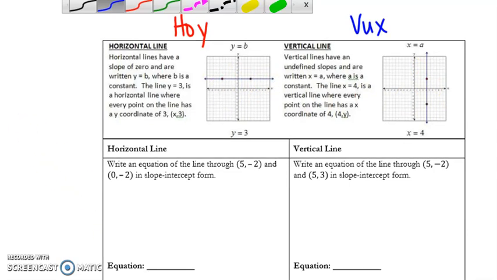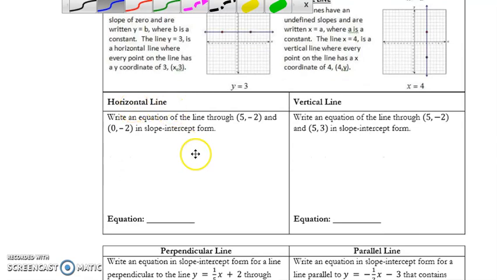Okay, so let's take a look at these two here. This horizontal line, now if we didn't know it was horizontal and we calculated its slope, then we would subtract our y's, subtract our x's, and we would get 0 divided by -5, which is 0. So we know our m is 0, and so that gives you the knowledge that it's a horizontal line.